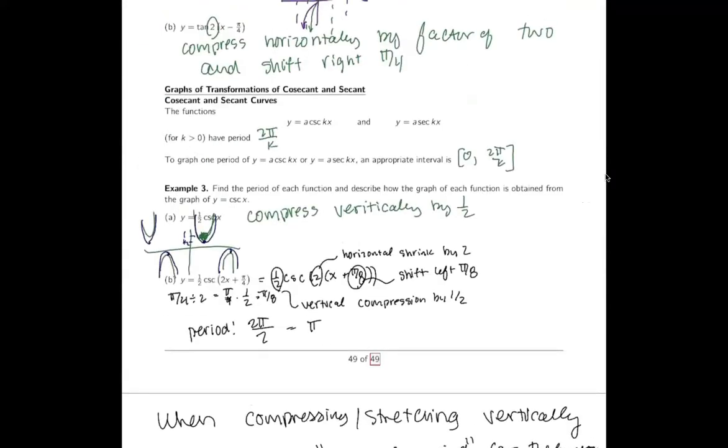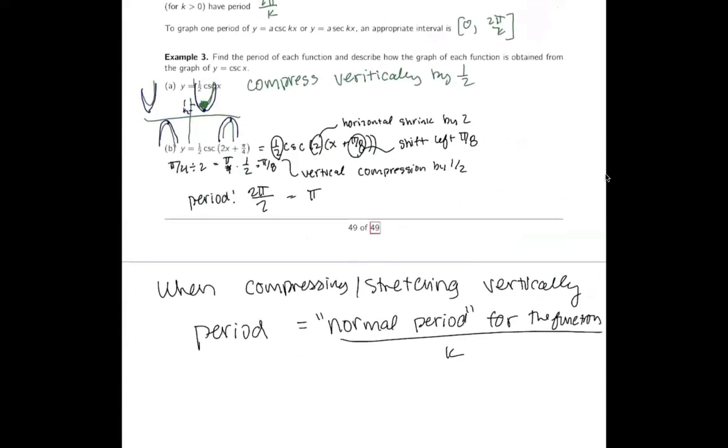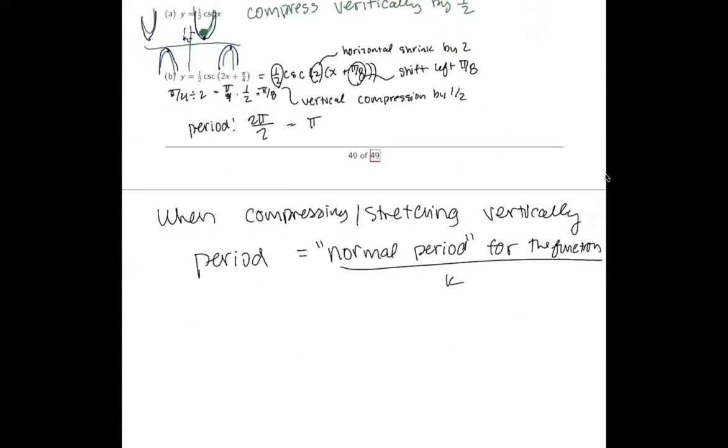So my normal period for cosecant and secant is 2 pi. So my formula is 2 pi divided by k. My normal period for tangent and cotangent is just pi. So that's why I do pi over k. My normal period for sine and cosine is 2 pi. So we would do 2 pi divided by k.